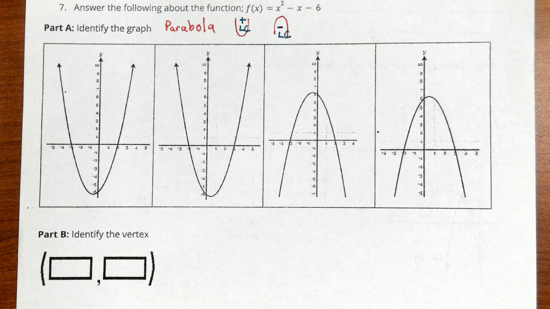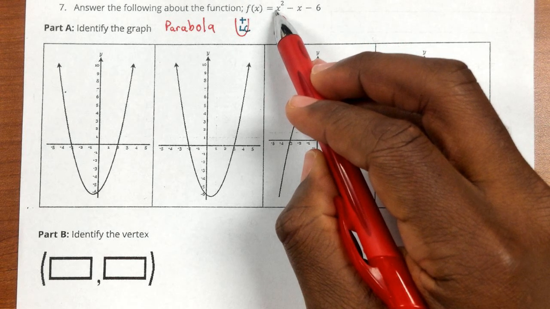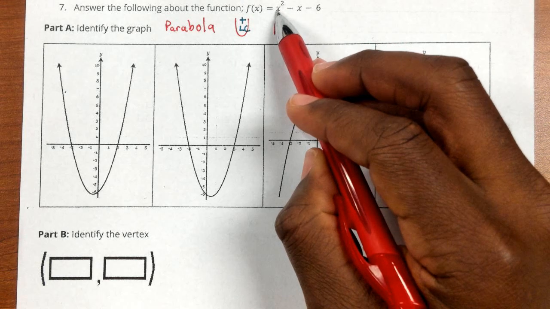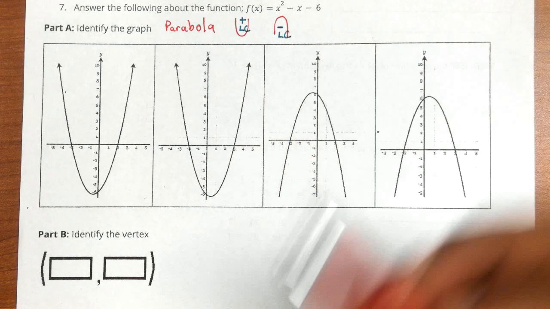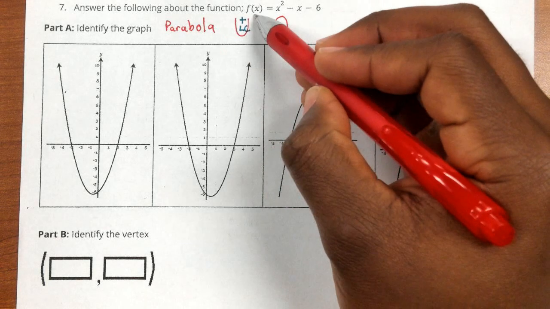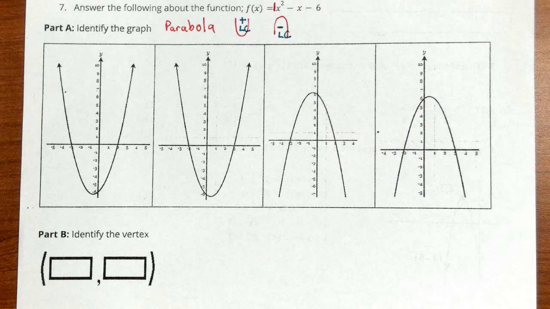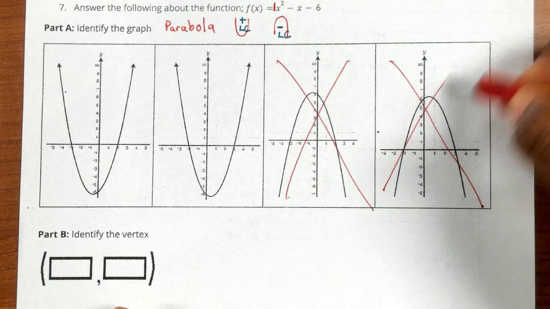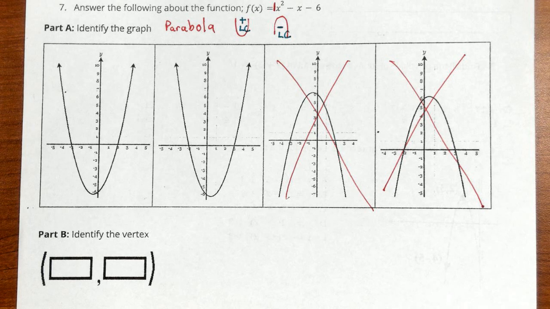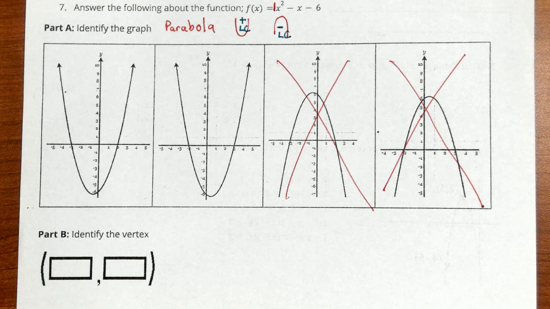When we look at our equation, guys, we see that technically in front of my x squared is a positive 1. So because it has a positive number in front, is it going to be a U shape or an N shape? It's going to be a U shape because it has a positive 1 in front of your equation. So in this case, I can already eliminate these two from being my answer. Now I'm going to try to figure out which one of these represents my answer.